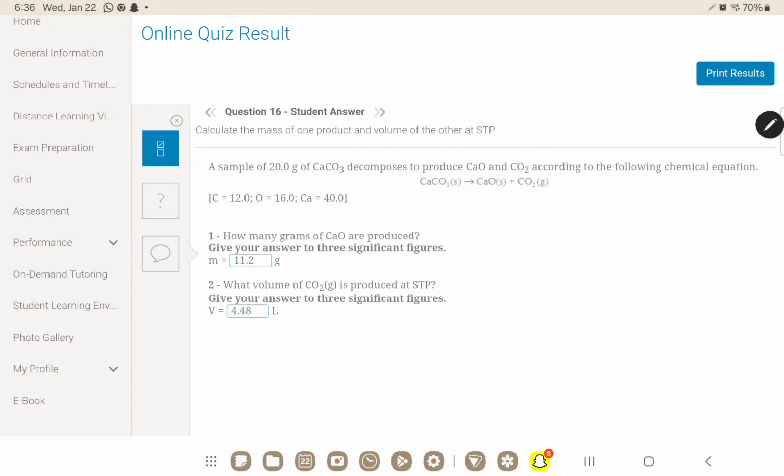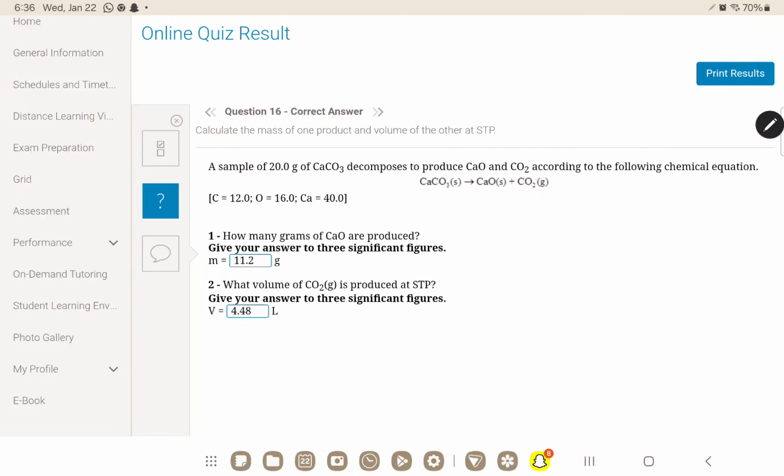Now, for this question, a sample of 20 grams of CaCO3 decomposes to produce CaO and CO2 according to the following chemical equation. How many grams of CaO are produced? So you have 20 grams of the original one, CaCO3. Ca is 40 plus C is 12, O3 is 48, so you have originally here 100 grams and here 20 grams. You need to find how many grams of CaO are produced.